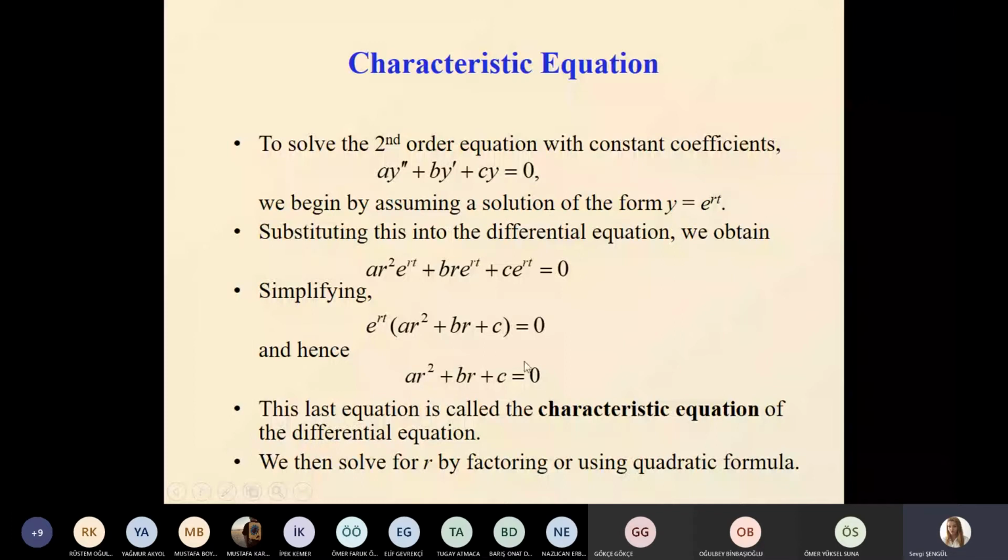Okay? So we need to solve this one. And you know how to solve it. Quadratic formula: minus b plus or minus square root of b squared minus 4ac over 2a, right? From there, you can find the roots of this second order polynomial easily. And for any constant coefficient homogeneous second order linear differential equation, you can directly write the characteristic equation as ar squared plus br plus c equals 0. Solve it, put instead of r whatever roots you found there. Okay, and these are going to form your solution.